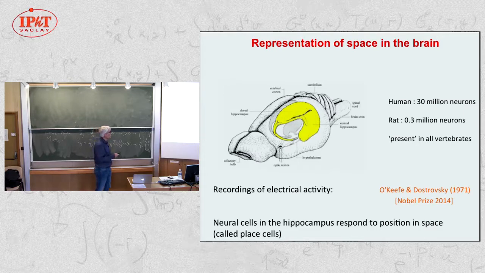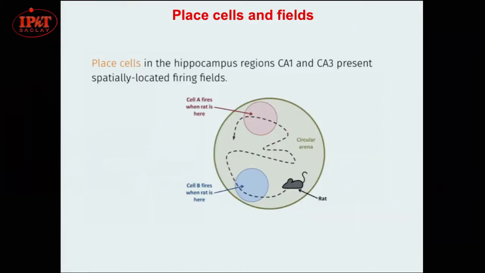So O'Keefe and his collaborators in 1971 were the first to put electrodes in the hippocampus and measure the activity of the cells there. It's a complicated story, but to make it short, and then I'll go into more detail in the following, what they showed is that there are some cells in the hippocampus which respond to position in space, and they are called place cells. So what does that mean? It means the following.